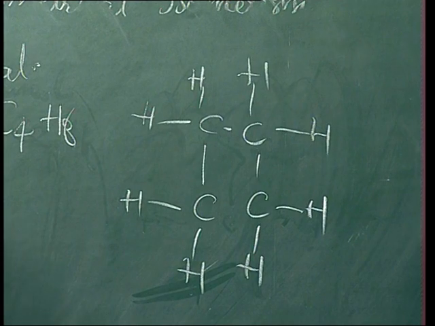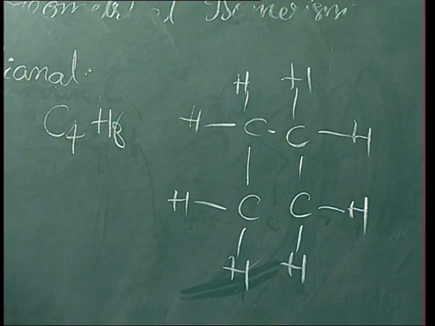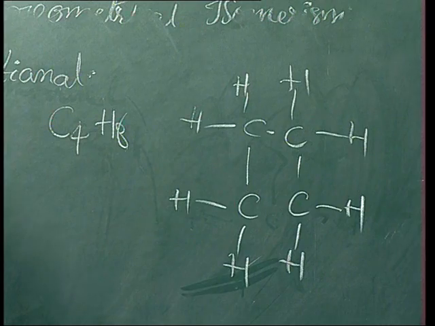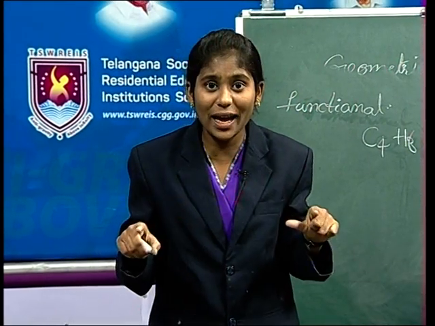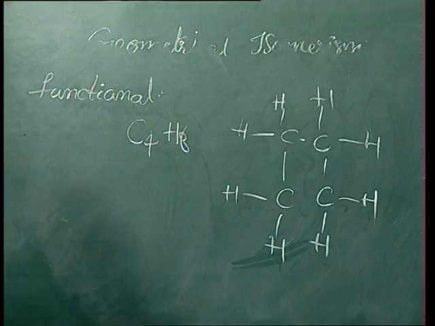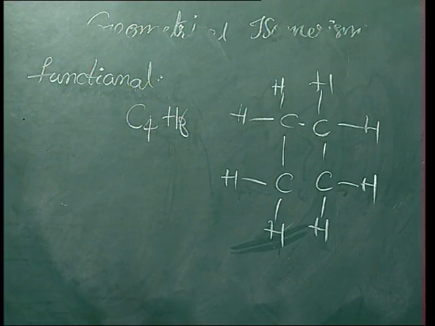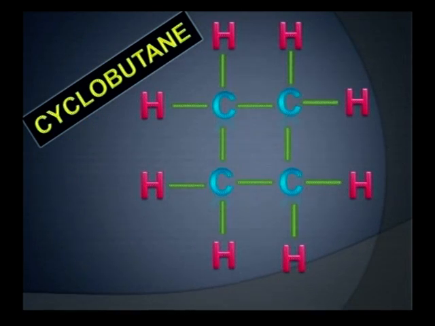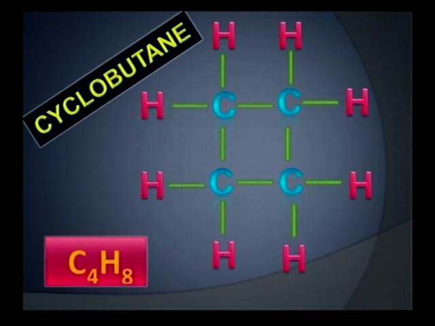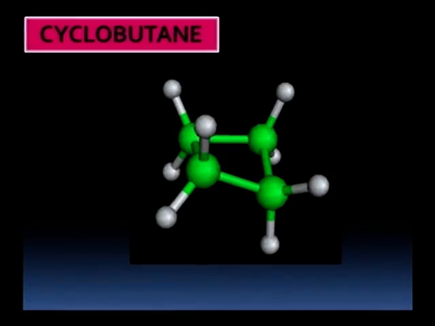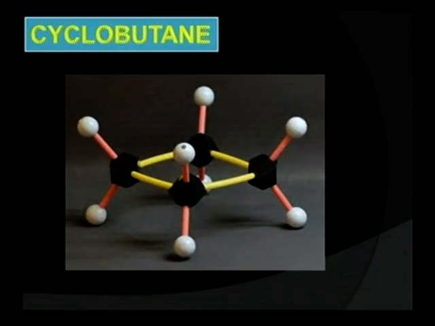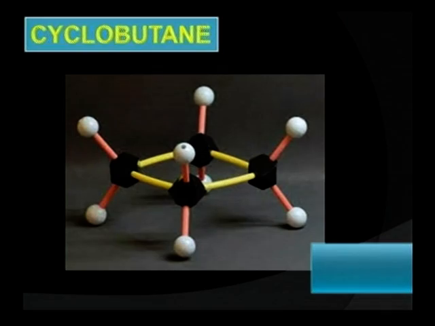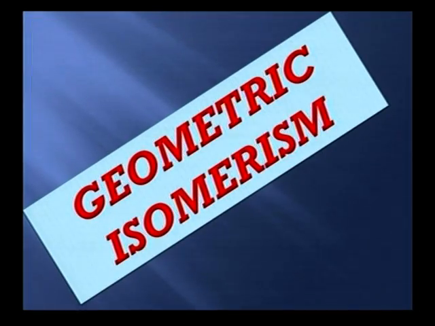What is the definition first? It refers to the same molecular formula, but the structure is different, and it is able to change the properties also. Here butene converts to what? Yes, cyclobutane. This is the structure of cyclobutane. Okay, friends. So next, this is the molecular formula of C4H8, and this is the structure of cyclobutane. Are you sure, friends? And another structure of cyclobutane: same molecular formula, structure is different. Okay, friends? Okay. So, geometric isomerism.